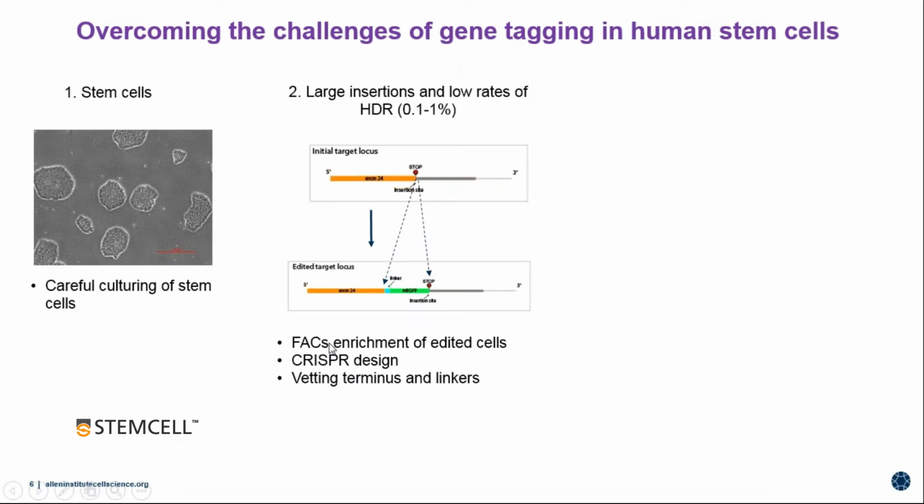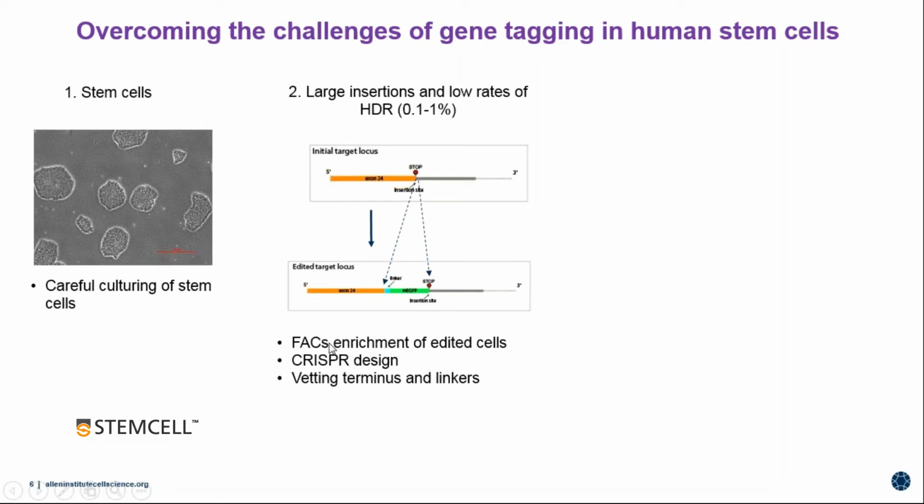The second challenge was, unlike just knockouts, inserting a large piece of DNA into the human genome is a very inefficient process. It requires homology-directed repair, which in most cases is 1% or less, compared to the more common non-homologous end joining, which is the preferred pathway for the cell to take. And this is one example. In this case, we are tagging the gene at the C terminus. So this is showing the last exon. And what we are inserting with HDR is a short linker followed by the FP sequence.